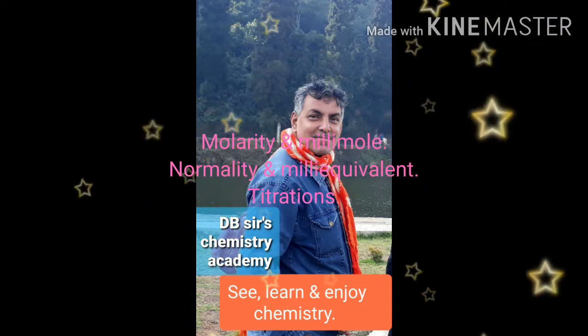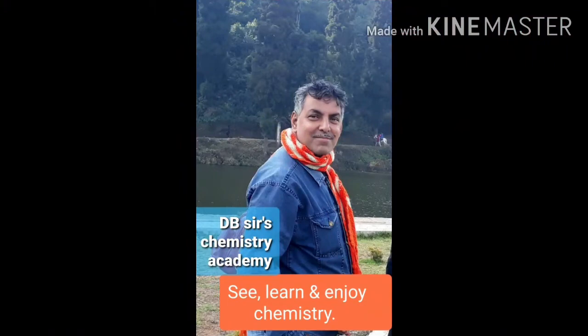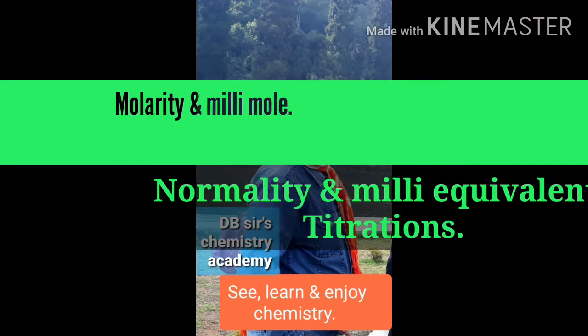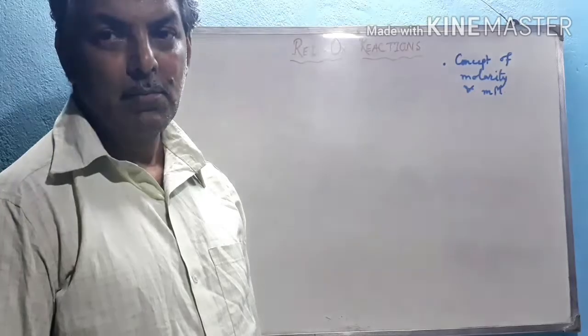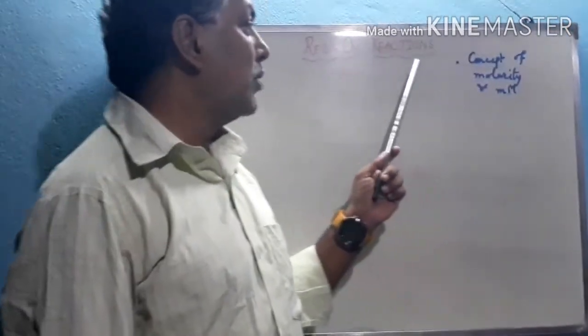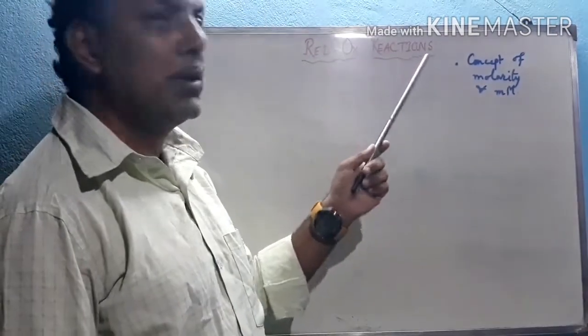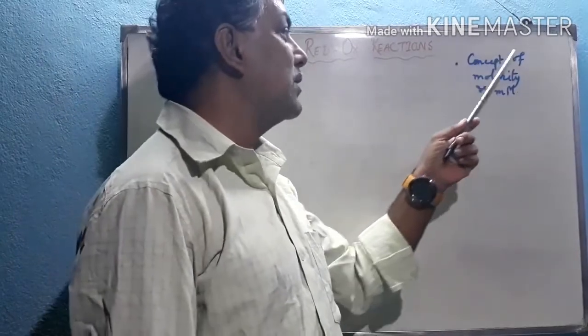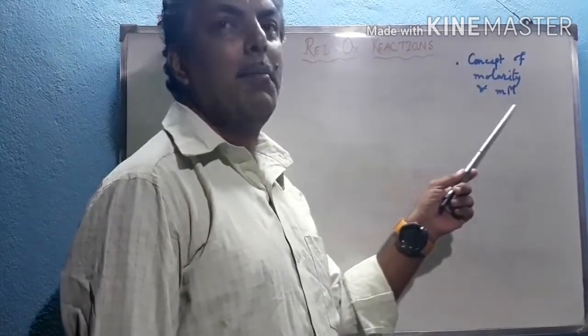Today's class is on molarity and millimole, normality and milliequivalent, and titration. Today we are going to discuss a portion of the redox reactions which is related to our practical chemistry. First is the concept of molarity and millimole.